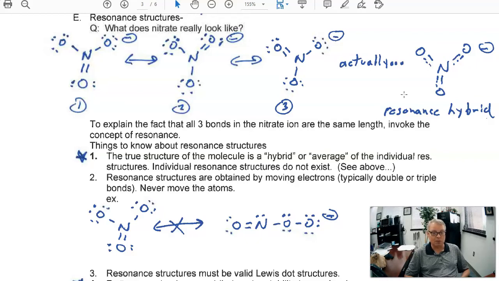The new bucket that we're talking about here in terms of theories is something called molecular orbital theory. And molecular orbital theory is a better bucket. It will actually predict the bond order or bond length of these nitrogen-oxygen bonds, and it will do it perfectly, unlike Lewis dot structures. What's the problem? Well, it's a very expensive bucket. Molecular orbital theory is very difficult to understand.